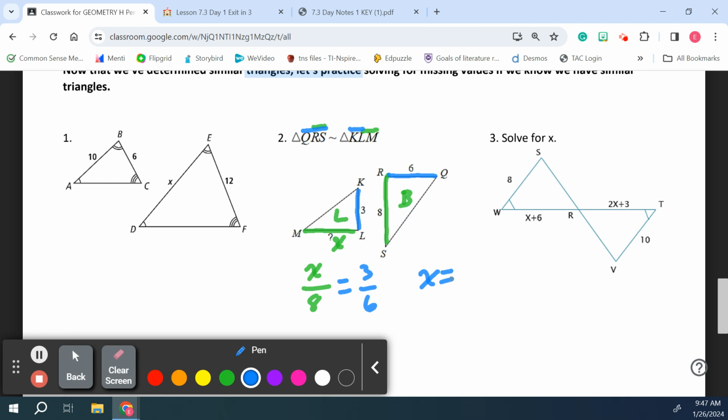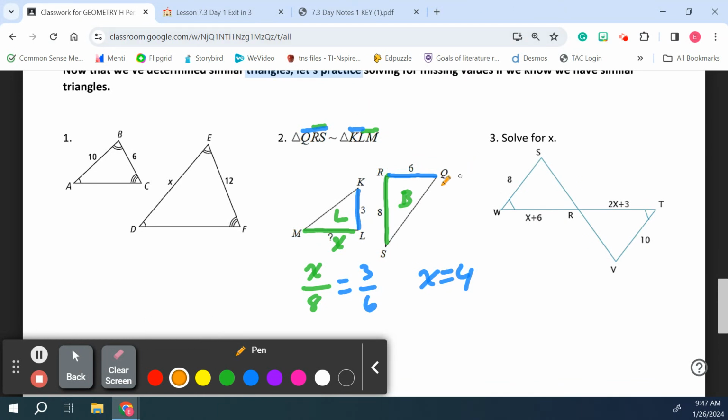Not 16. That's a bit much. Anybody else? Tony? 4. Yeah. Did you set up your proportion correctly? Okay. Do you understand? Okay. All right. Any questions on that?